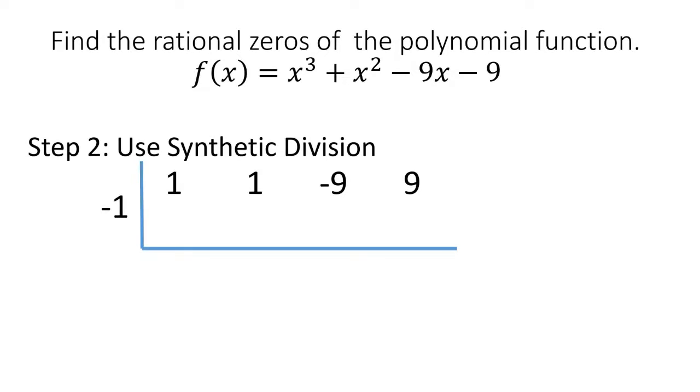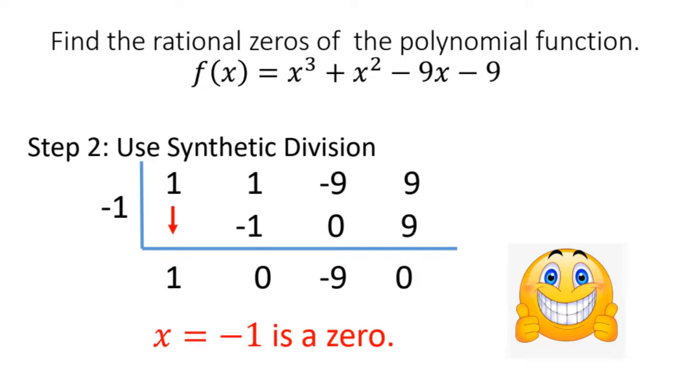So let's go ahead and try -1. Let's do this again. -1 times 1 is -1. 1 minus 1 is 0. -1 times 0 is 0. -9 plus 0 is -9. -1 times a -9 is a +9. Again, that one was a -9. -9 plus +9 is 0. So we found one. x equals -1 is a zero of this polynomial.